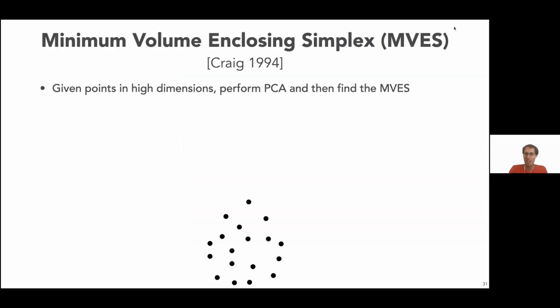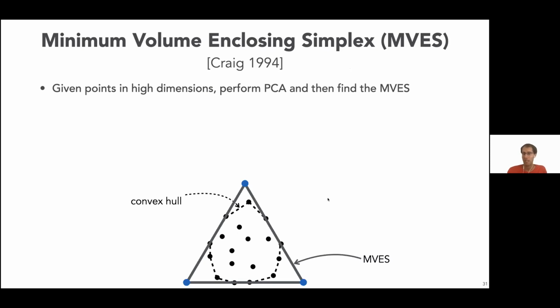But this problem, the idea of trying to find a minimum volume enclosing simplex for the data in high dimensions, is an old idea. Actually, it's due to Craig from 1994, and the algorithms basically start with these points in high dimension, you perform PCA, you choose the dimension according to the number of objects you think are present, the number of end members, and then they try to find the minimum volume enclosing simplex. To visualize this, here are some points in 2D, this is what the convex hull looks like, and this is what a minimum volume enclosing simplex looks like.